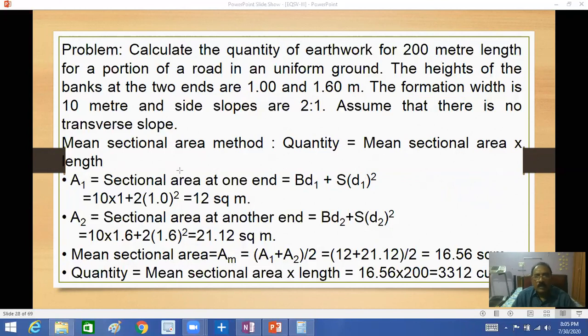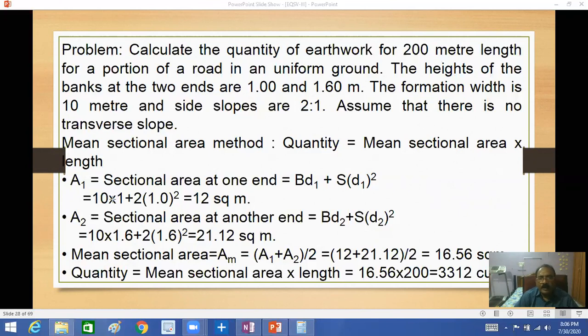Here, first you observe the problem. What is given? The given data is the length of the earthwork, 200-meter length of portion of road. The heights D1 and D2 are 1 meter and 1.6 meters. Formation width B equals 10 meters. Side slope is 2:1, which indicates S equals 2. Assume that there is no transverse slope. Now, for the mean sectional area, you first calculate one sectional area and the other sectional area, A1 plus A2, and take the average.